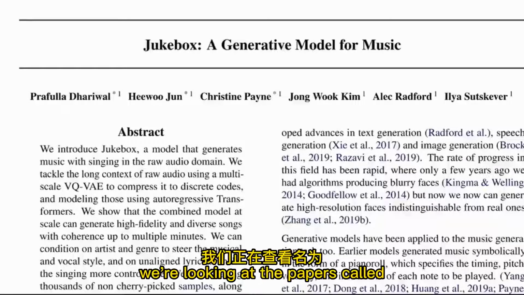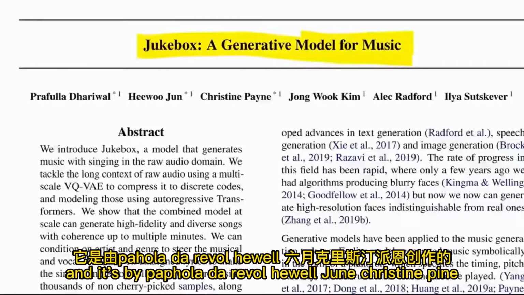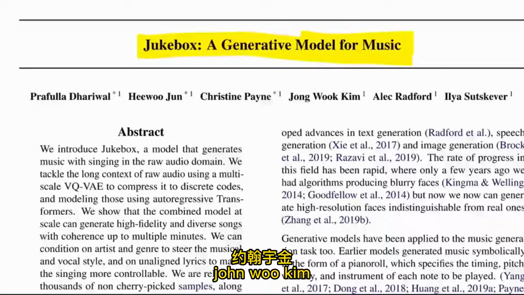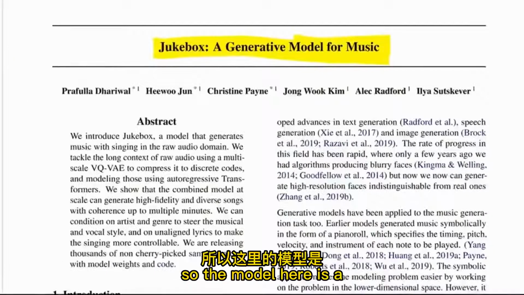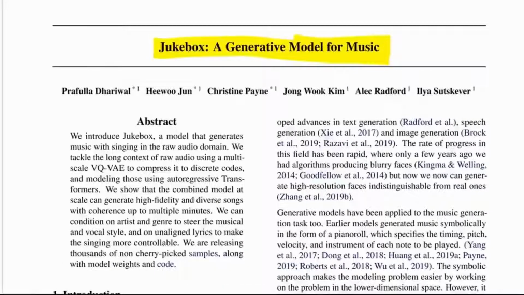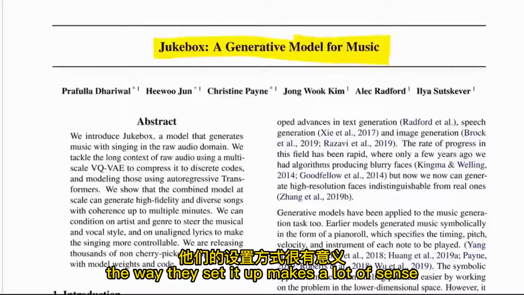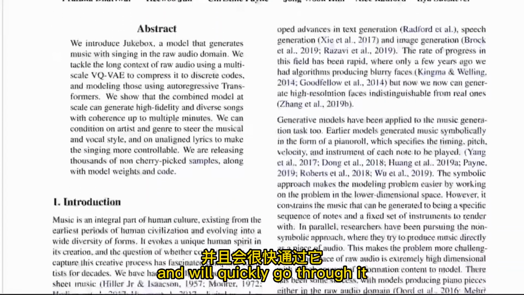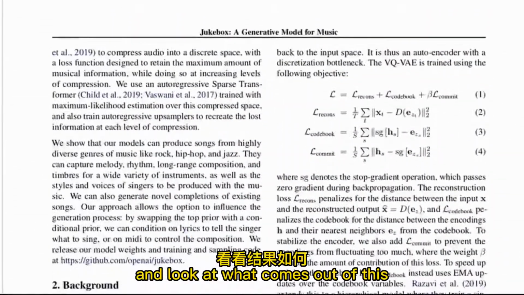All right, so we're looking at the paper. It's called Jukebox, a Generative Model for Music, and it's by Prafulla Dhariwal, Heewoo Jun, Christine Payne, Jong Wook Kim, Alec Radford, and Ilya Sutskever of OpenAI. So the model here is not very novel, but I think the way they set it up makes a lot of sense, and we'll quickly go through it and look at what comes out of this.